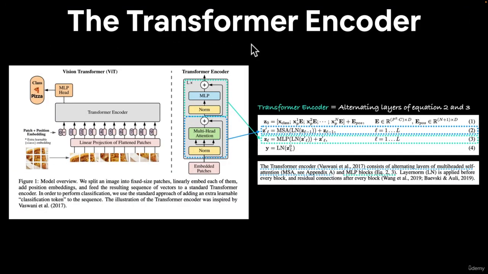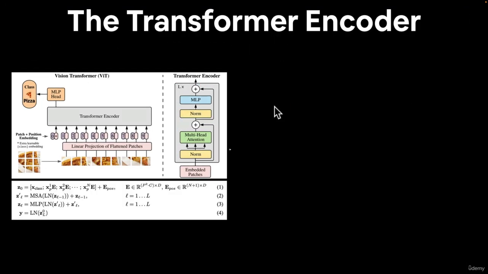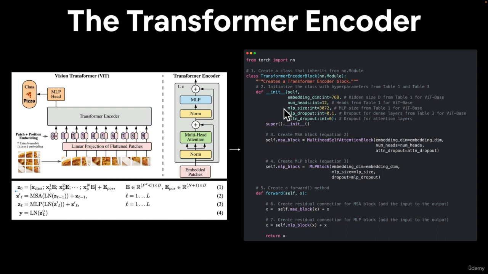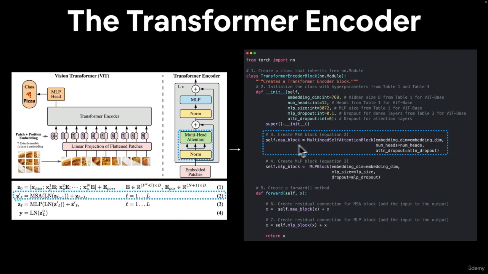But for now, let's just jump into the keynote and get a little bit of a colorful mapping of what we've done. So we've got the MSA equation 2, the MSA block. We wrote this code before. Then we've got the MLP block, which is these two layers here, and we've got that there. And then we've got the residual connections down the bottom here for each block. But that is the Transformer Encoder.